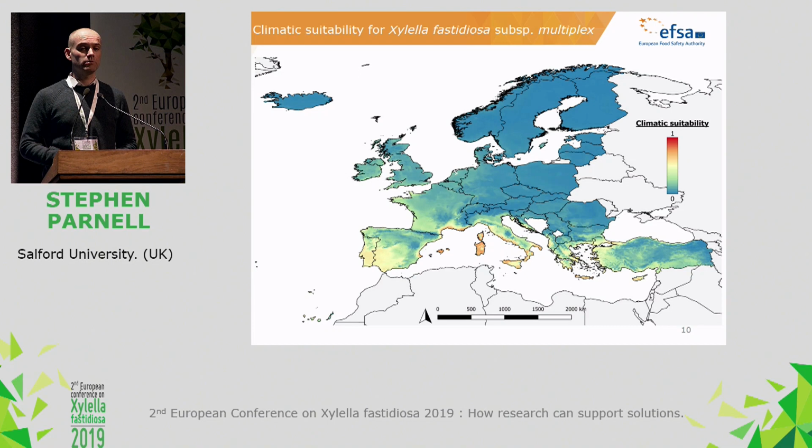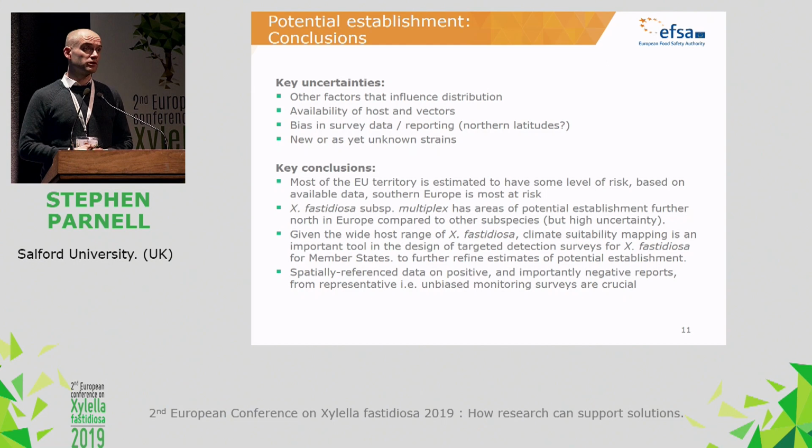So the key conclusions from this were that most of the EU territories are estimated to have some level of climatic risk based on the available data, but Southern Europe in general more at risk. Multiplex was the subspecies that had risk further north in Europe. And that this can be an important tool for design of surveys, as in fact we saw in some of the talks yesterday in terms of risk targeted surveys. But there are still some uncertainties in this in terms of the data.